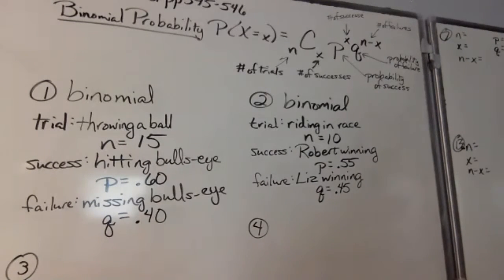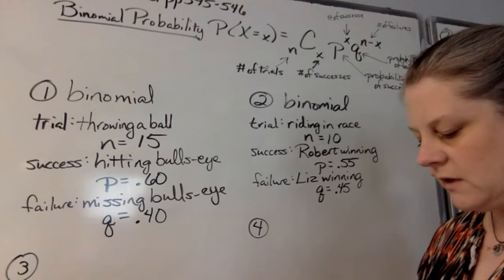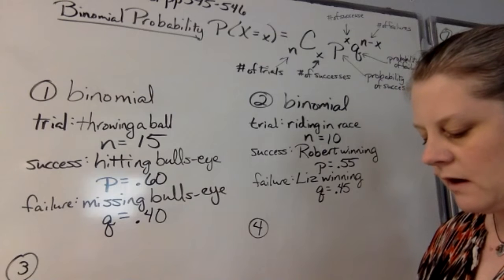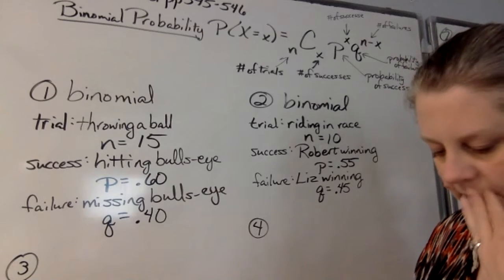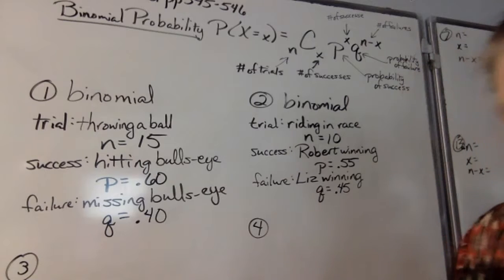So on number 3, now we're talking about some other people. We have Dyson and Luke. Dyson and Luke are flipping a coin to see who gets to play first in the board game they are playing. They decide that the winner of the best of 5 times will get to go first. What is the probability that Dyson will go first?